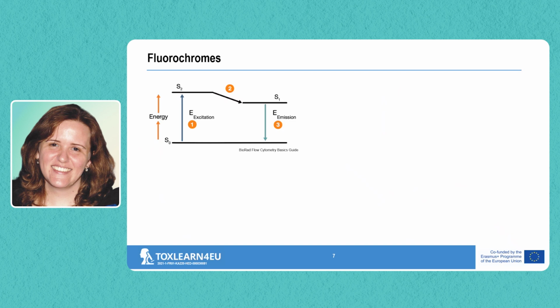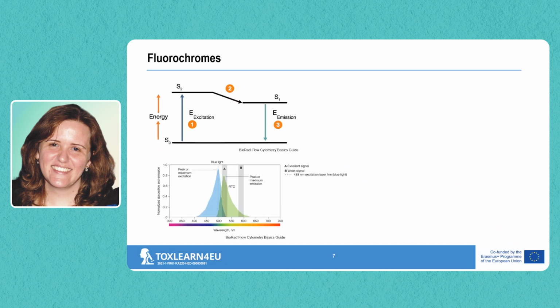And very quickly, they will have to find a more stable level of energy, the one that you see here in S1, and some energy is dissipated as heat. Then after a while, the atom will go back to the usual state of energy, and this is the energy that is emitted. This means that for each fluorochrome you will have absorption and emission spectra. This is what you see here.